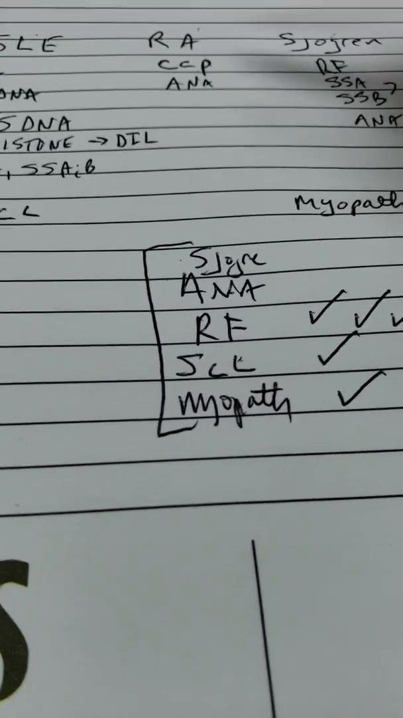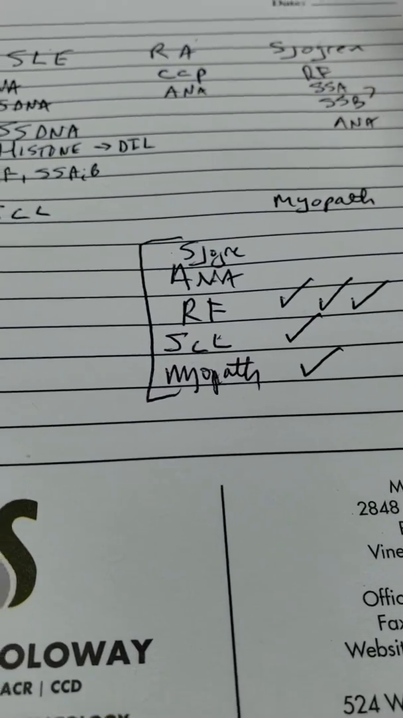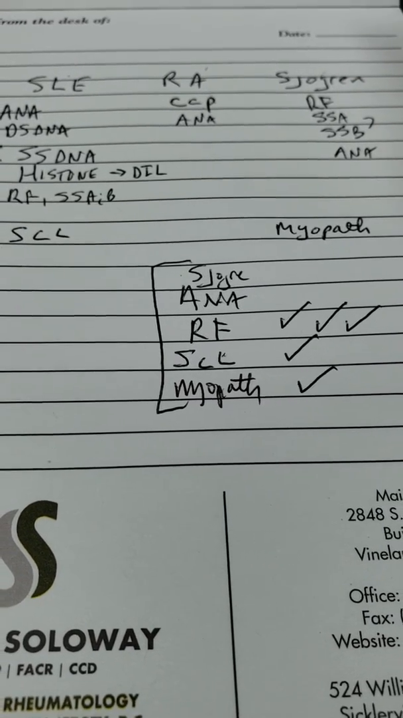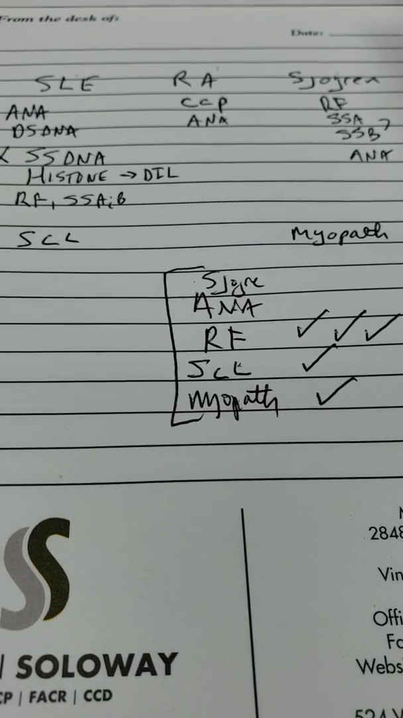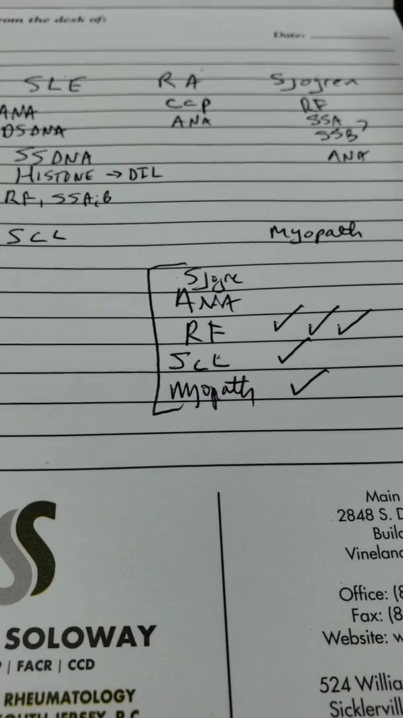I will leave out scleroderma and myopathy as they will take a lot of time and I can address them independently. If you'd like to find out more about the diagnosis of lupus, rheumatoid arthritis, and Sjogren's, stay tuned for the next lecture.